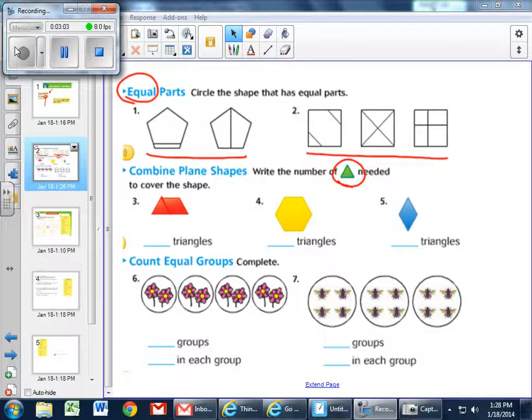Number 6 and 7 says count equal groups to complete. So this looks a little bit like what we just did in our division models, where we drew out circles and we counted out things. So it wants to know in number 6 how many groups, and then how many are in each group. And the same with number 7. Count the number of groups and how many are in each group. Please complete number 6 and 7.